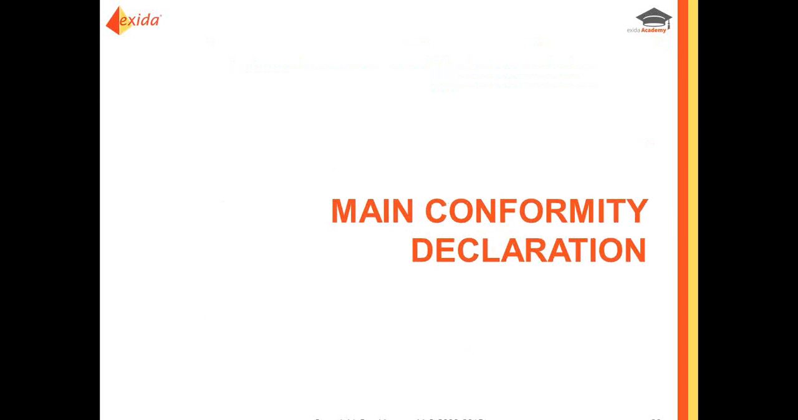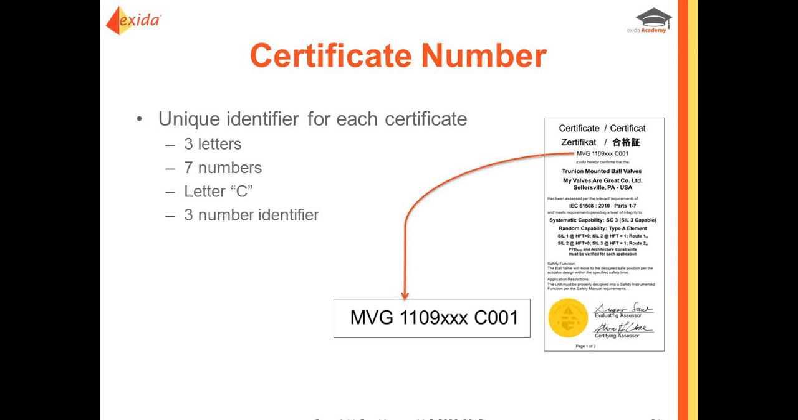So the next portion is the main conformity declaration. The very first part of the meat and potatoes of the certificate is the certification number. This will have a unique identifier for each certificate. It will start with 3 letters, then 7 numbers, then the letter C and 3 numbers. The 3 letters stand for the company that it was certified to, the 7 numbers are the product identifier, and the last part shows which certificate in that project this was.